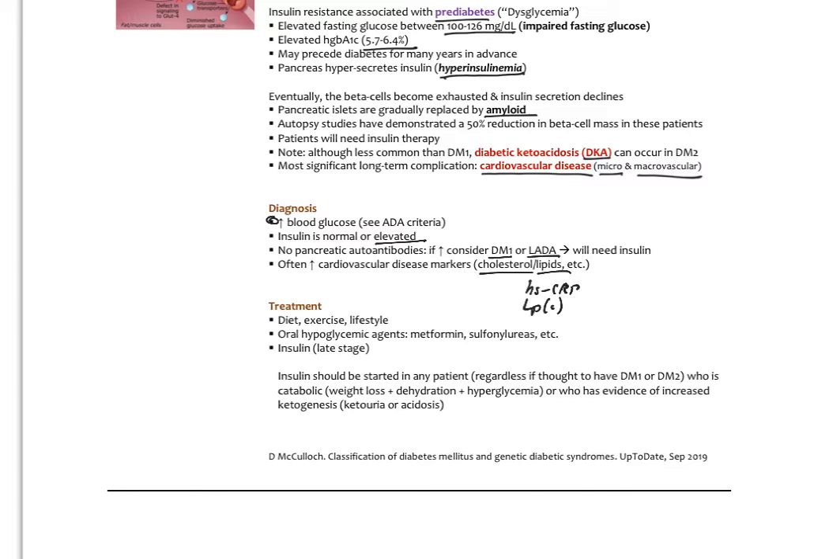The treatment for type 2 diabetes, primarily, especially in the early to middle stages, depends on diet, exercise, and lifestyle. We'll talk about what those suggestions should be. Oral hypoglycemic agents, that would be things like metformin, the sulfonylureas, newer meds like the SGLT2s and GLP-1s. We'll go over those in the treatment section. And then late stages, potentially insulin.